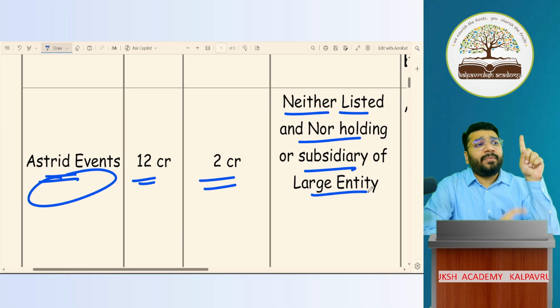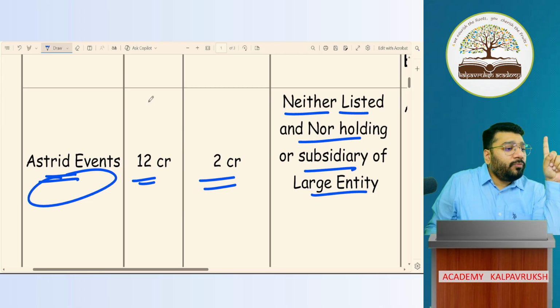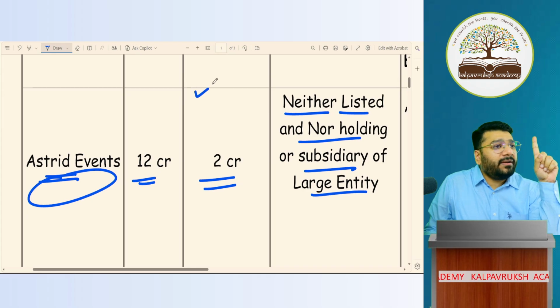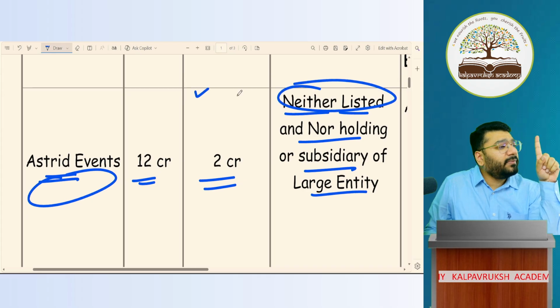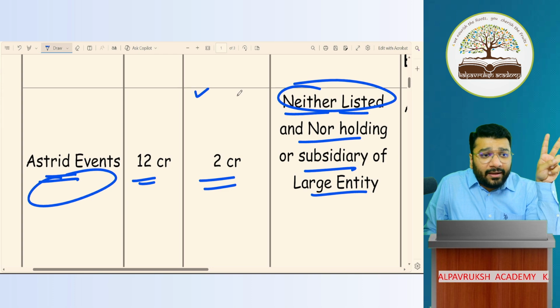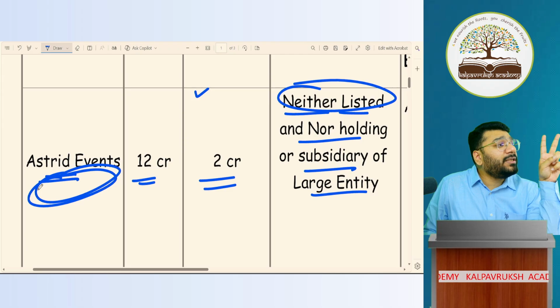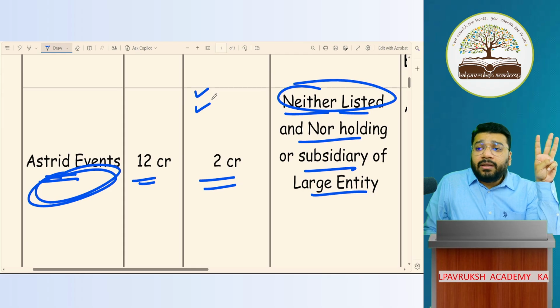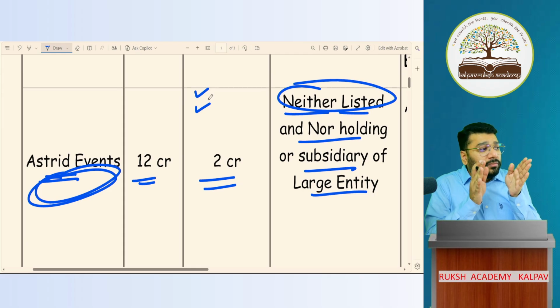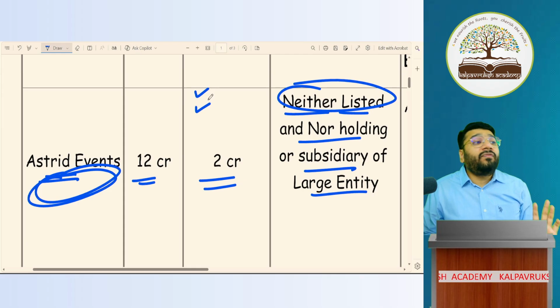What is the first condition of MSME? It should be unlisted. First condition satisfied, as stated it is not listed. Second condition, it should not be a bank, nor a financial institution, nor an insurance entity. Nothing is mentioned, and from the name we can't figure out that they are a bank or insurance or financial institution. So the second condition is also satisfied. Third condition, their turnover should be 1 rupee to 250 crore, meaning it should not exceed 250 crore.